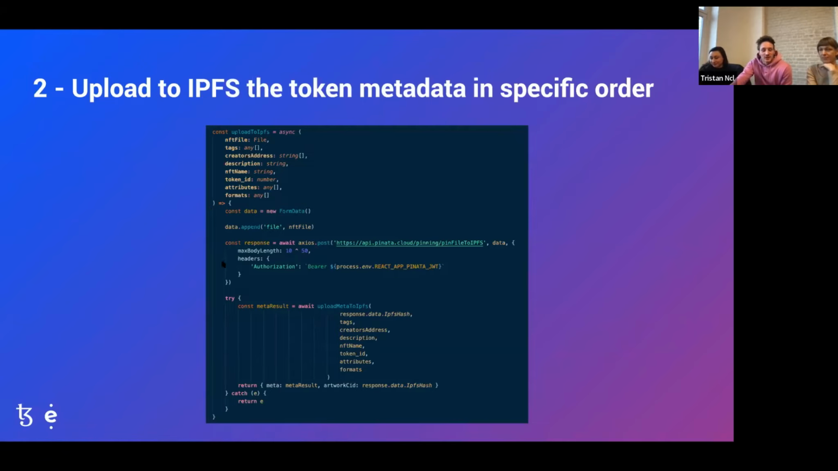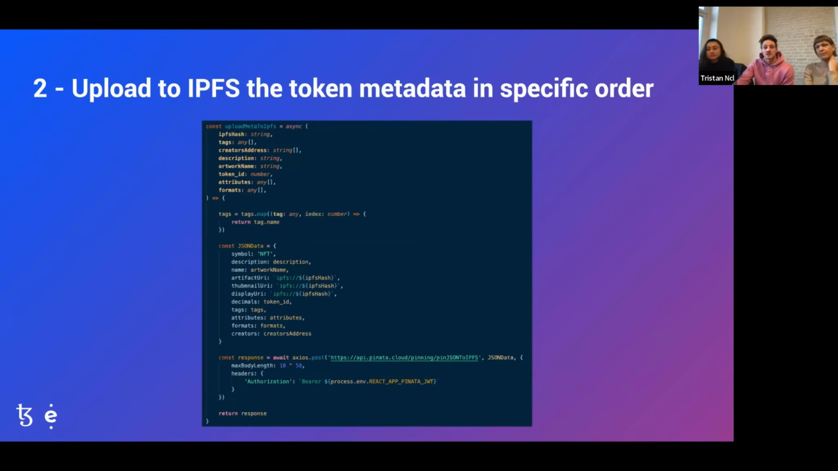So yeah, going back to this simple function. Just the form data, as you can see here, I'm uploading only the NFT file. Once I've uploaded this and I'm getting the response from it, I'm just giving this hash back to this upload metadata to IPFS function.